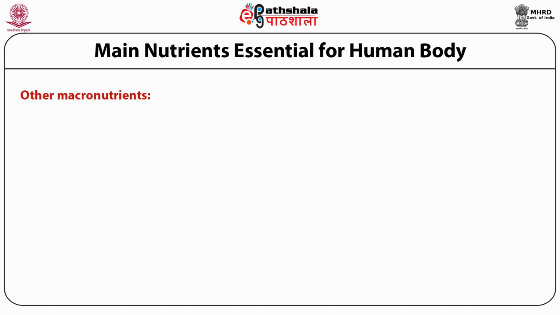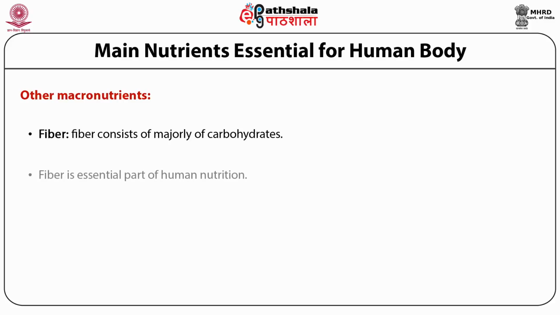Now, what are the other macronutrients? They do not provide energy. That includes fiber. It consists mostly of carbohydrates. Because of its limited absorption by the body, the sugars and starches do not get much into the blood stream. Fiber is an essential part of human nutrition.